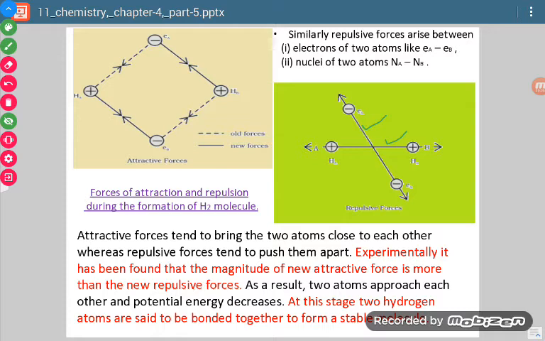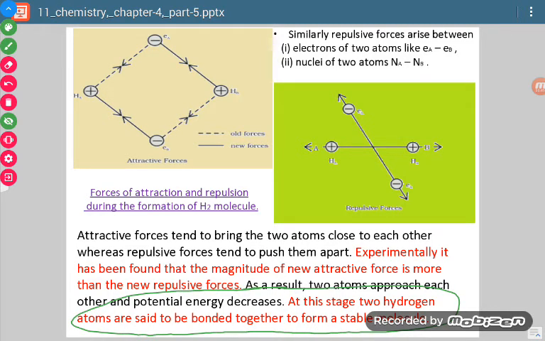Okay, now we have seen that there are two new attractive forces and two new repulsive forces. Since their number is the same, on the basis of their number we cannot say whether this molecule will exist or not. So in this case we have to compare their powers. The power of the new attractive forces is more than the power of the new repulsive forces. So the overall result is that this molecule exists.